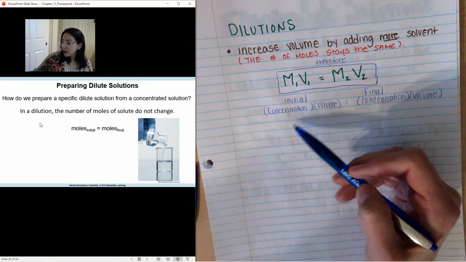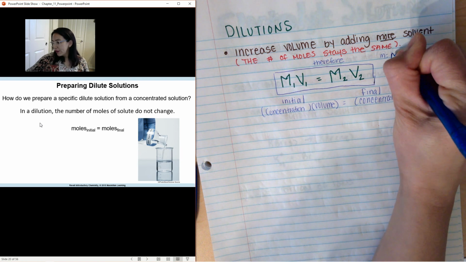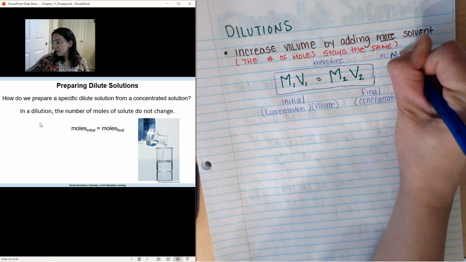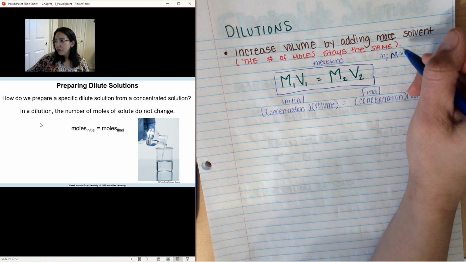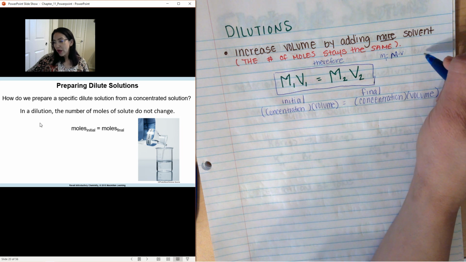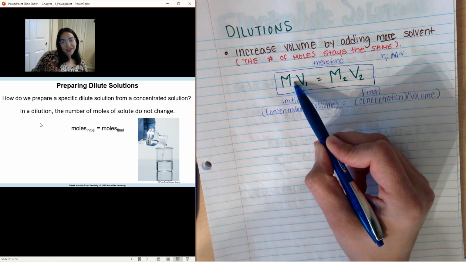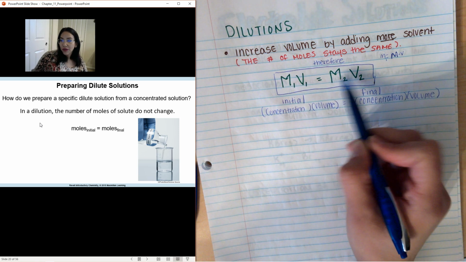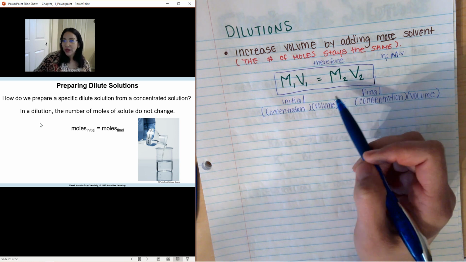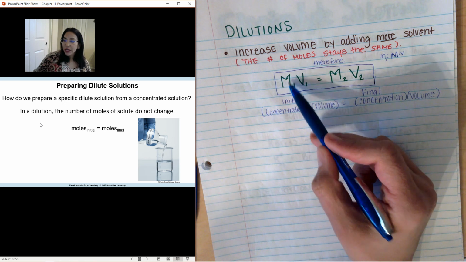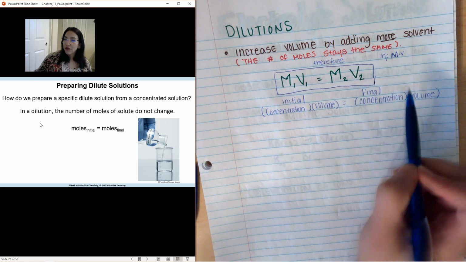And if you remember the equation we just did, we said moles is equal to molarity times volume. So if moles initial is molarity times volume and moles final is molarity times volume, we're going to plug them in and we end up with initial molarity times initial volume equal to your final molarity times final volume. How much did it change to? How much were you able to dilute it with? So this is your initial concentration and initial volume, and this is your final concentration and your final volume.